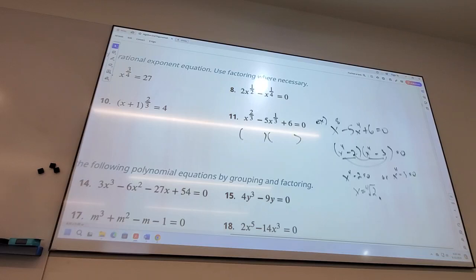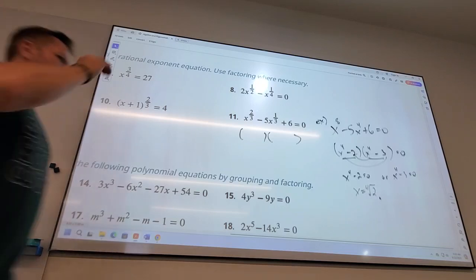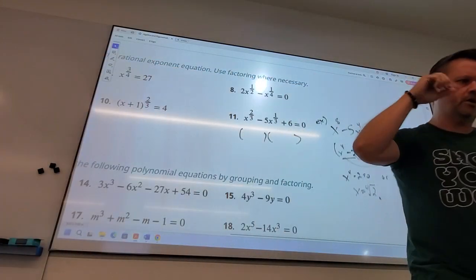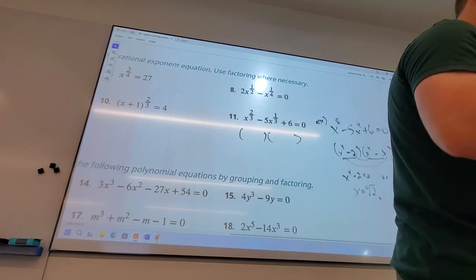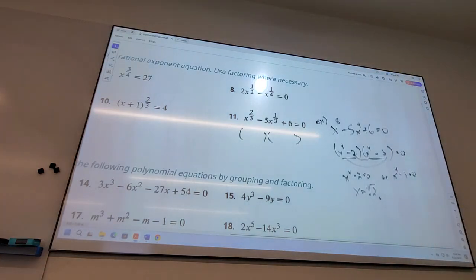So don't sit there and go, I'm not going to do any of it because there's too much of it. That doesn't make any sense. Do as much as you can. Do as wide of a swath as you can. Skip some. Okay. All right. So if there's no other questions, let's come back to this.